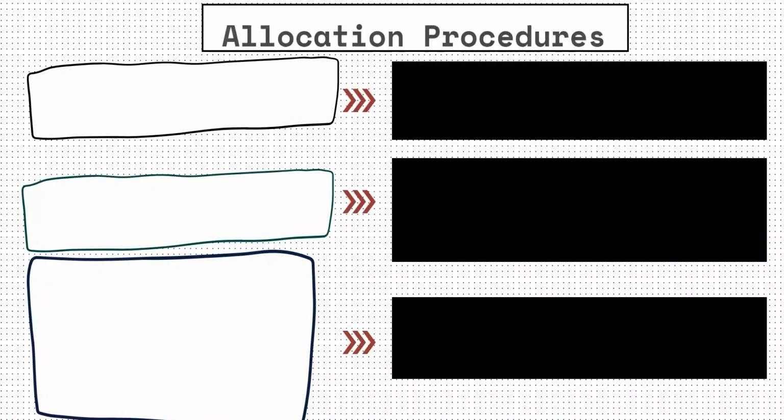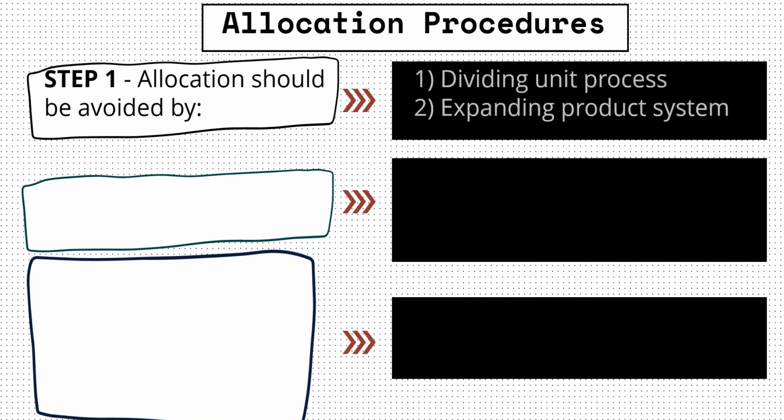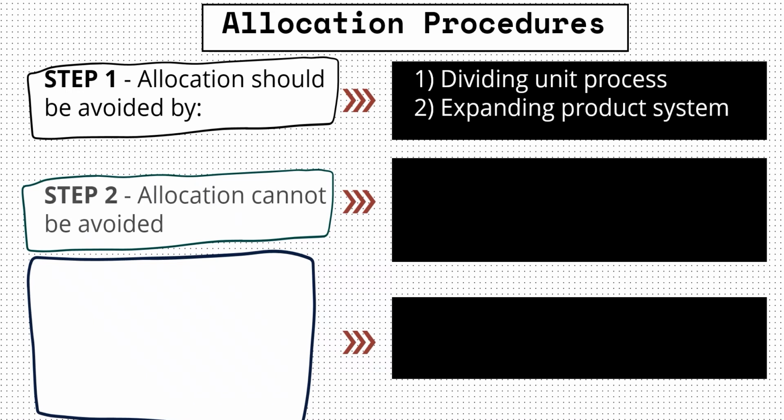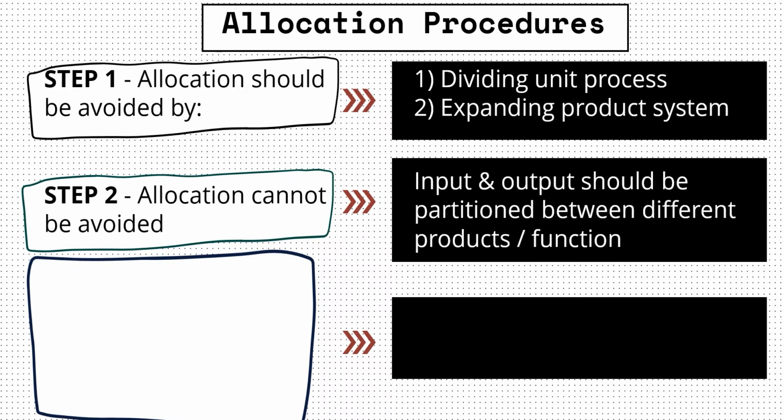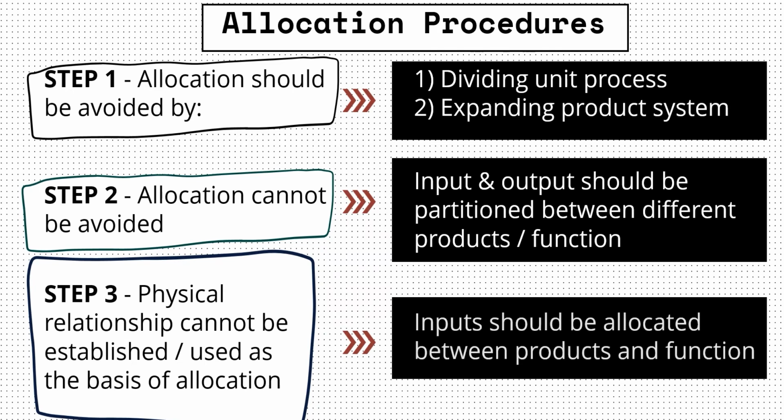There are 3 steps in allocation procedures. First, allocation should be avoided by dividing the unit process into 2 or more sub-processes and collecting data related to the sub-processes. Second step is when allocation cannot be avoided, so the input and output should be partitioned between different products and functions. Lastly, step 3 is where a physical relationship cannot be established or used as the basis of allocation. So, inputs should be allocated between products and functions to reflect the relationship between them.